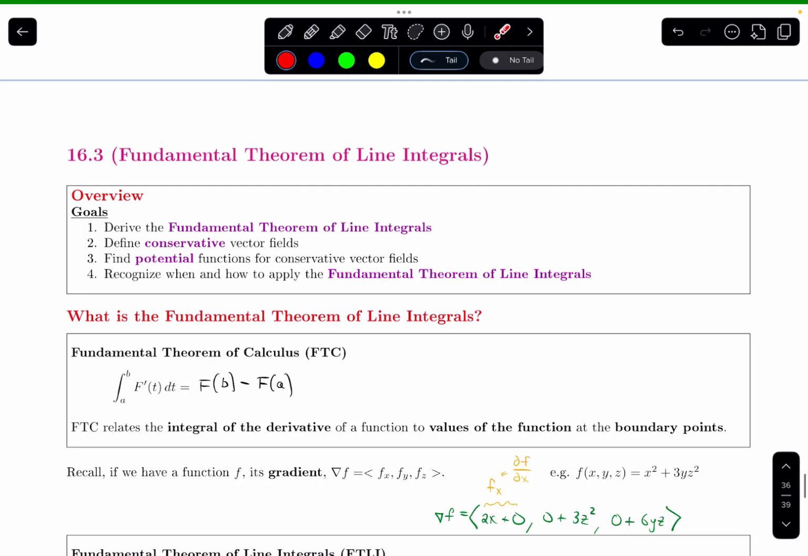So in terms of our goals for this section, we finished the first goal, deriving a formula for the fundamental theorem of line integrals, and the second goal, defining what conservative vector fields are. We've also talked a little bit about the third goal, how do we find potential functions of conservative vector fields? But we'll continue to talk about that more in the next video.